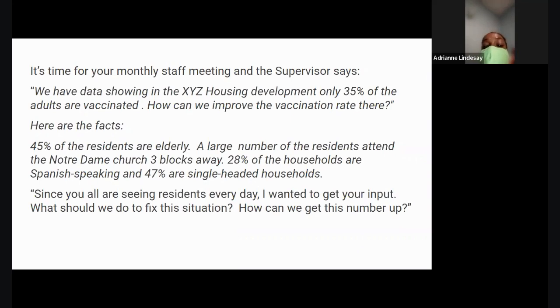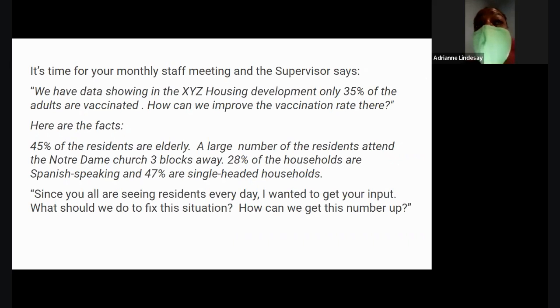Another portion of the why is because it looks like a good portion of the population is Hispanic speaking. So maybe they don't have the resources or don't know the resources because they're not in their native language. And another why could be, again, a good portion. These numbers are really high for the people who are elderly, Spanish speaking, single-headed households.